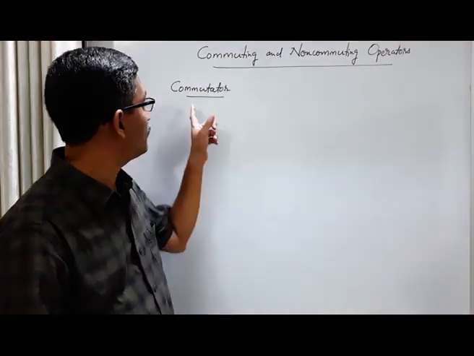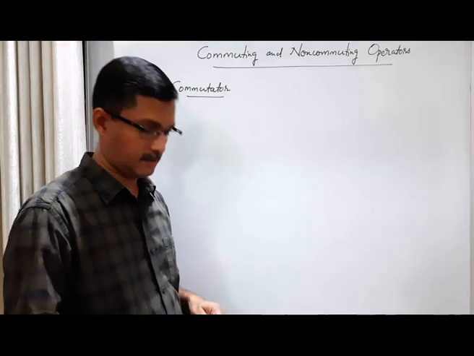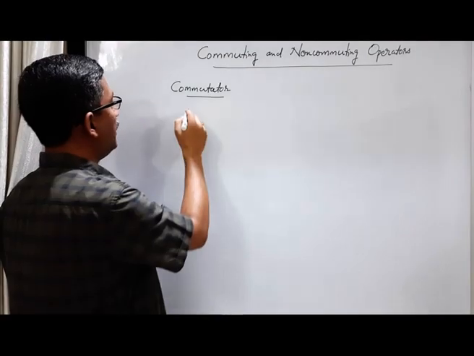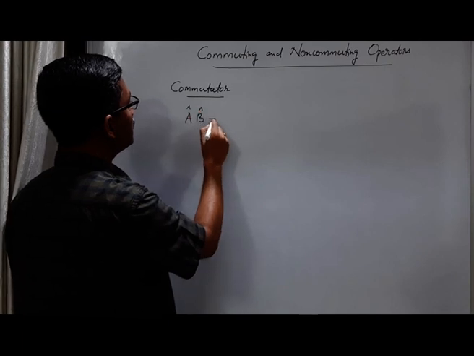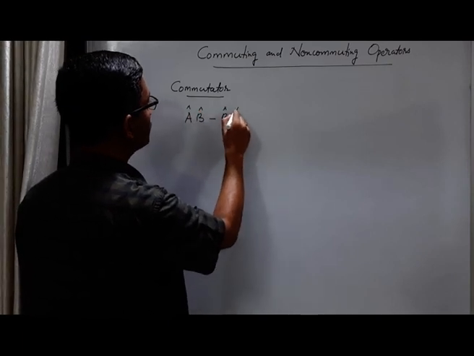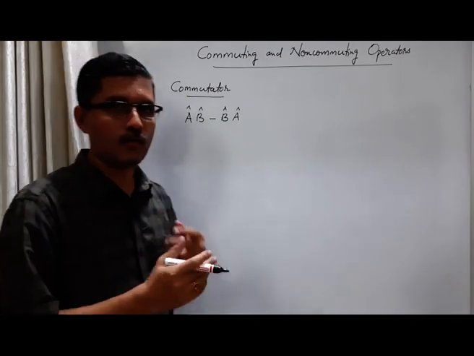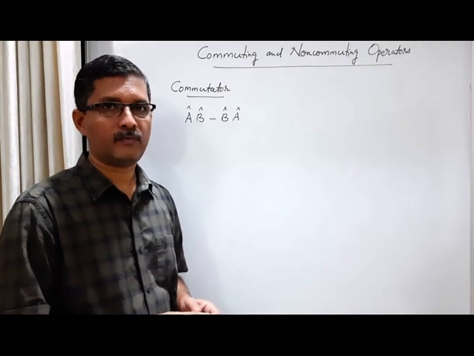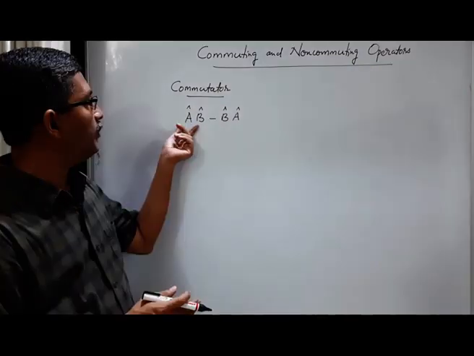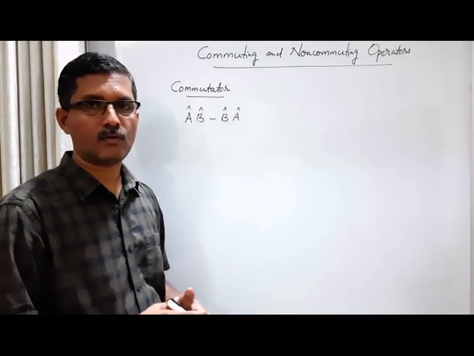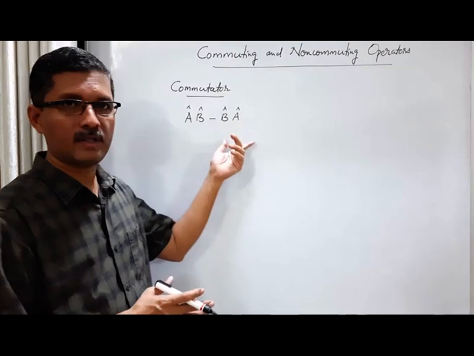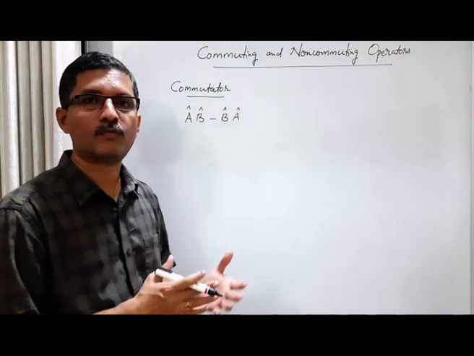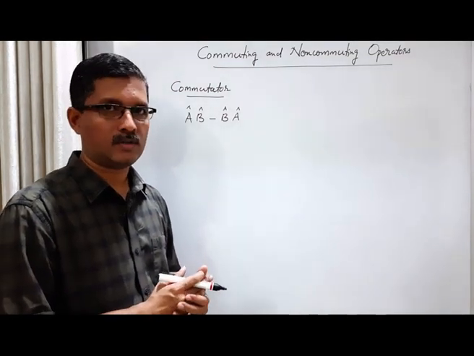Let us see what is the idea of this quantity, the commutator. If there are two operators A and B, then this quantity AB minus BA is a measure of whether two operators are commuting or non-commuting. For commuting operators, AB equals BA, that means AB minus BA is 0. For non-commuting operators, AB is not equal to BA, that means AB minus BA is non-zero. So this quantity AB minus BA is a measure of whether two operators are commuting or not.